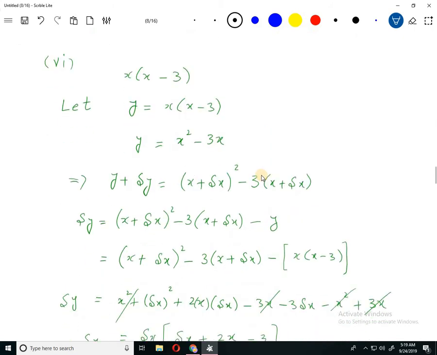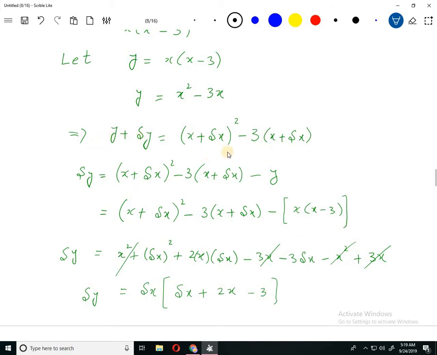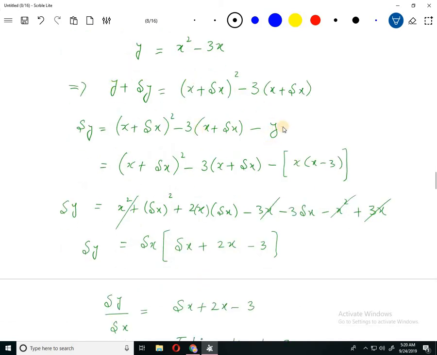And now part 6. This is the question, and I have taken this function as y. After multiplying, I got to this point. Then I have taken increment on both sides. y plus delta y equals (x plus delta x) whole square minus 3 times (x plus delta x). After taking y to the other side, it becomes negative, or alternatively you can say I have subtracted y on both sides.